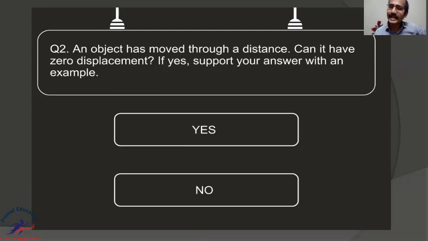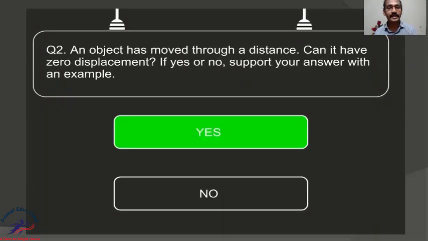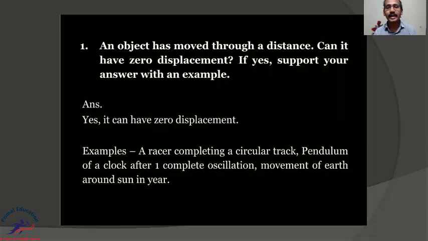Of course, yes. When will it be? Where you started, there only you have to end it again. You have to come back to the same position. Then obviously there is a distance, but no displacement. Clear? Simple example: Earth is moving around the sun. Where the Earth started, it will end again over there after 1 year. Then the displacement is 0. But the distance is the circumference of a circle, 2 pi r. Distance will be there, but displacement will be 0.